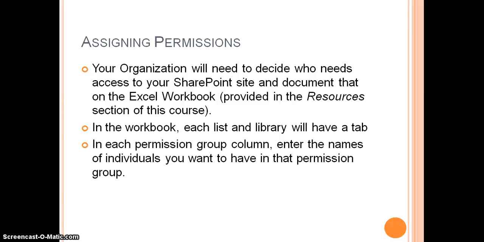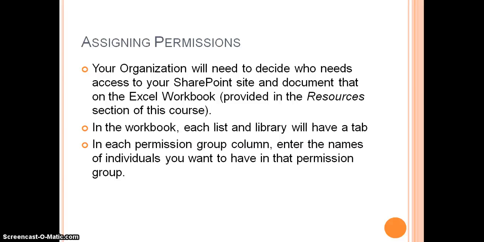Your organization will need to decide who needs access to your Compliance Resource Center site and document that on the Excel workbook, which is also a blank one is provided in the resources section of this course. In the workbook, each list and library will have a tab. In each permission group column, list the names of the individuals you want to have in that permission group.